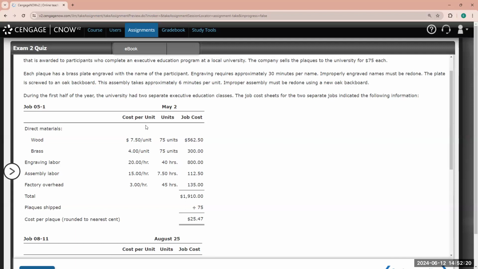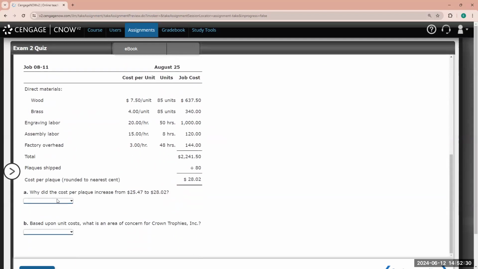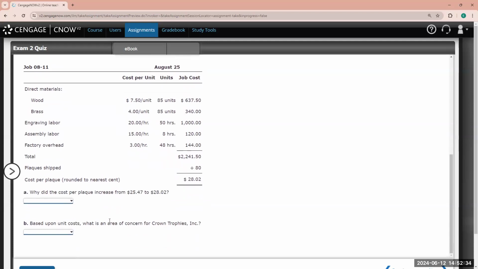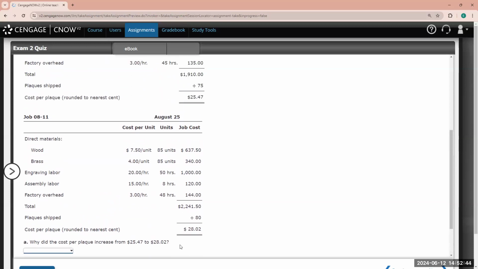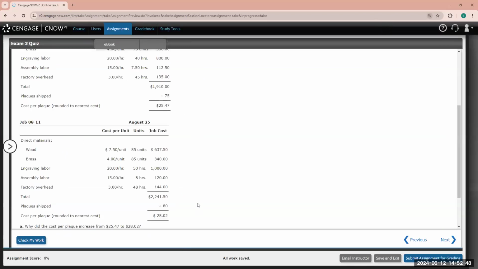The job cost sheets for the 2 separate jobs indicated the following information. So here we have job 501, and then we have job 811. The question is asking us, why did the cost per plaque increase from $25 to $28.02? And based upon the unit cost, what is an area of concern for Crown Trophies? As we look at this information, let's make it a little smaller so we can see both.